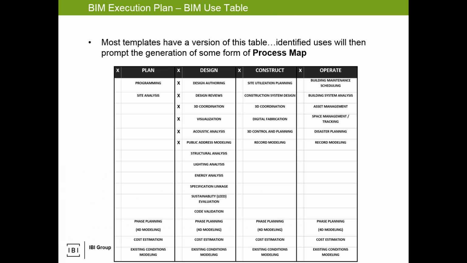It also asks for, whether in North America or the UK, there's a BIM use table. So what are the uses you're going to use throughout the various stages of the project? And again, I'm only showing an example from a design project, because more often than not, even if we're on a design build or a P3 project, we're often only authoring the design portion of the BIM execution plan and feeding that to another entity who will be enhancing it to include construction and operation.